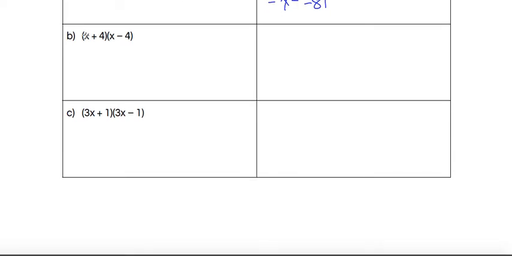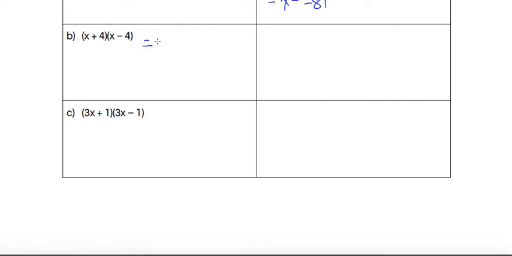So let's take a look at B. And you don't need to always write this second step here. If you can do this in your head, do it in your head. If you need to show the step, show the step. There's no judgment or shame in doing one way versus the other.